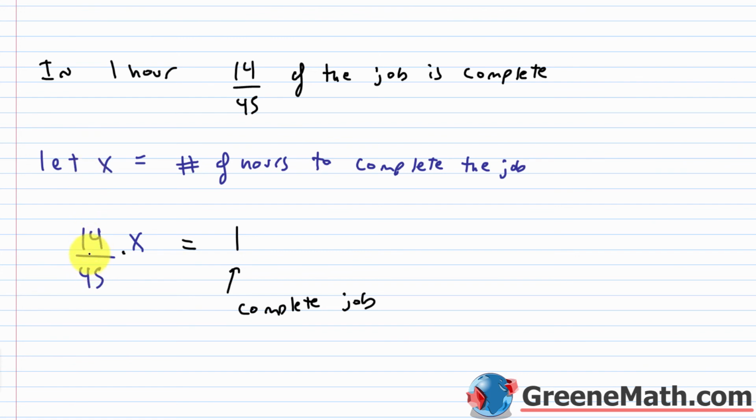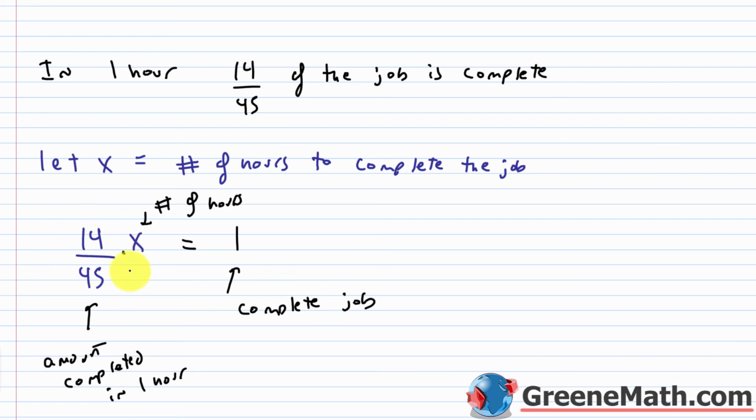So the amount they complete in 1 hour, so this is amount completed in 1 hour, multiplied by the number of hours, would be equal to or would give us a complete job. So all we have to do is solve this for x, and that's super easy to do.